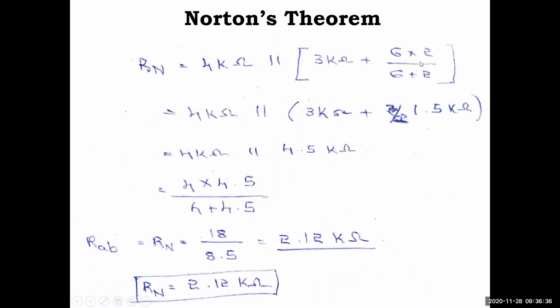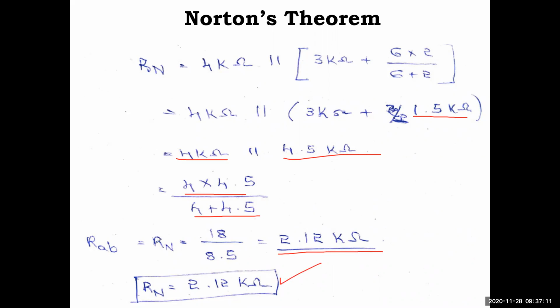So 6 into 2 by 6 plus 2, every time I have removed the kilo ohm, so finally we will write the kilo ohm. So it is 1.5 we got. 12 by 8 you will get, 4 2s are 4, 4 3s are 3 by 2, which means 1.5 kilo ohm. That is added with 3 kilo ohm, it becomes 4.5 kilo ohm. So 4 kilo ohm and 4.5 are in parallel. So multiply 4 into 4.5 by 4 plus 4.5, which is 18 divided by 8.5. It will give you 2.1812 kilo ohm. So that is the Rn value.